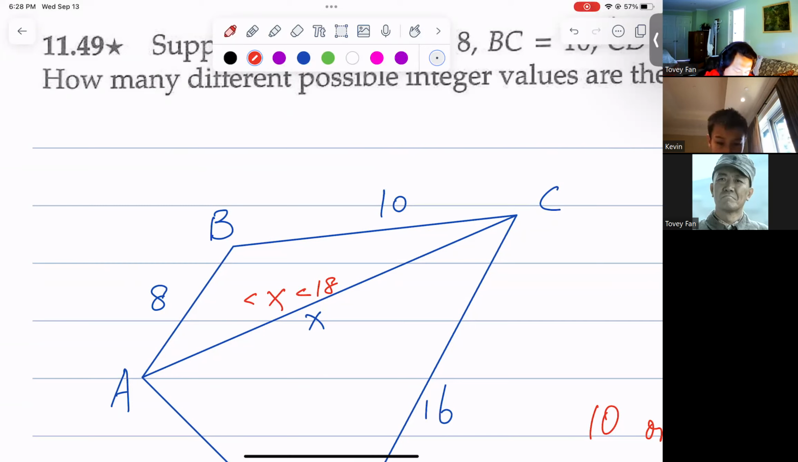I think it's 2. How did you figure out 2? Because I thought that AB and AC, which is 8 plus x, is greater than 10. Yeah, exactly. Basically, if you add up the two sides, that's the maximum. If you subtract them, that's the minimum. That's it.